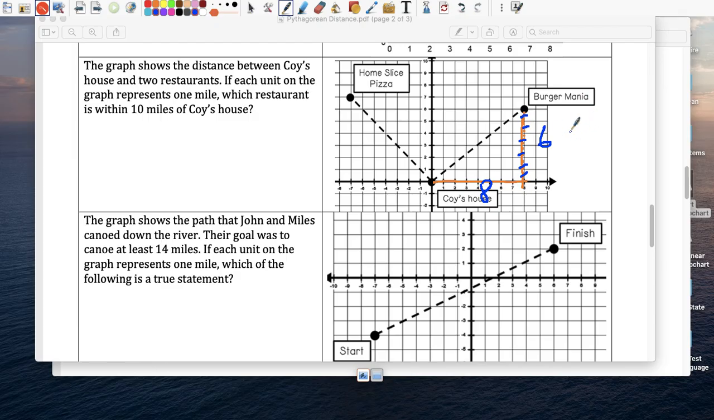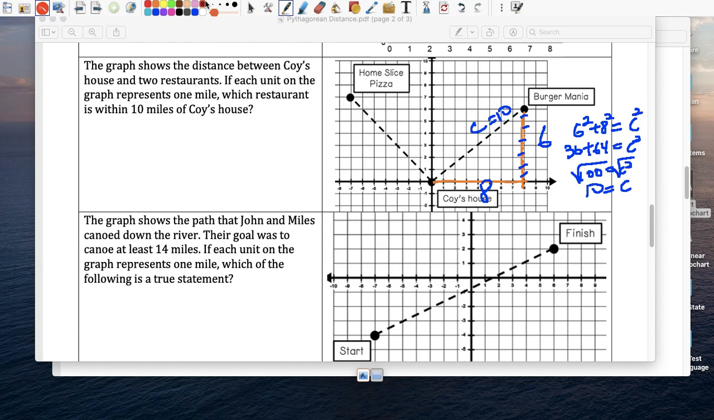So we can quickly do 6 squared plus 8 squared equals c squared, which is the diagonal here. So that's 36 plus 64 equals c squared. So 100 equals c squared. Take the square root of both sides, and in this case, c equals 10. So this one is 10 miles.